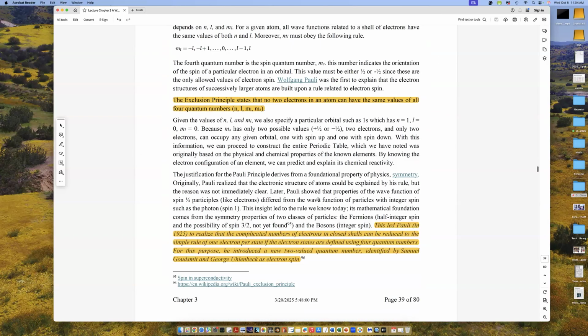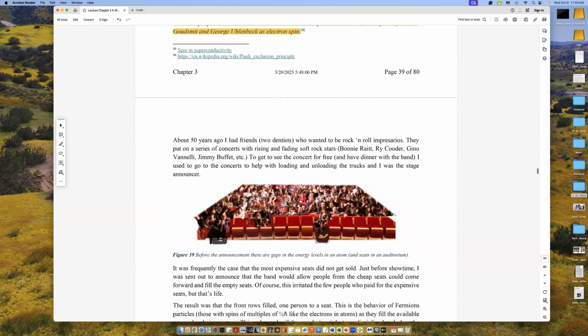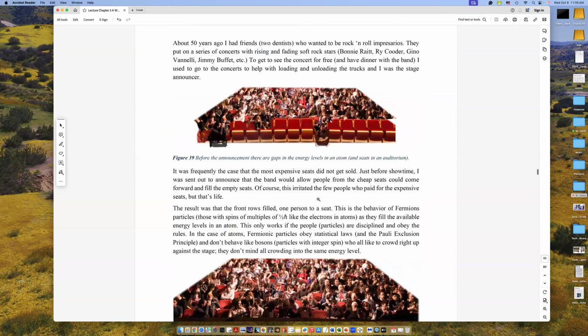And we're going to scroll down here. There's a lot to deal with here. Let me tell you how this works. Fifty years ago, I had two friends. They were dentists and they were really bored. And they got into the business of promoting rock and roll shows. And I was friends with them, and I used to go to see the shows. I would go and help unload the truck and so forth. And eventually I became the announcer, the stage announcer.